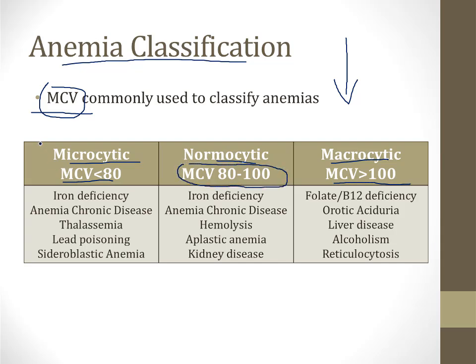In this module, we're going to focus on the causes of the microcytic anemias in detail. You'll note that iron deficiency and anemia of chronic disease are on the microcytic list as well as the normocytic list. As we will discuss in this module, these two causes of anemia can potentially cause a normocytic or a microcytic anemia. We'll talk much more about that later.